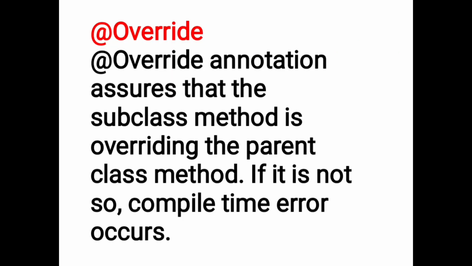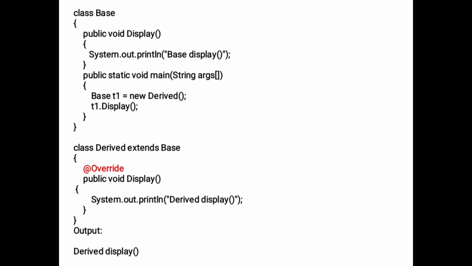The first one is Override. The Override annotation assures that the subclass method is overriding the parent class method. If it is not so, a compile time error occurs. For example, here is one example program. There is a superclass and a subclass. The superclass name is Base and the subclass name is Derived. In the superclass I am writing a method, display, and another one is a main method, and creating the objects here.